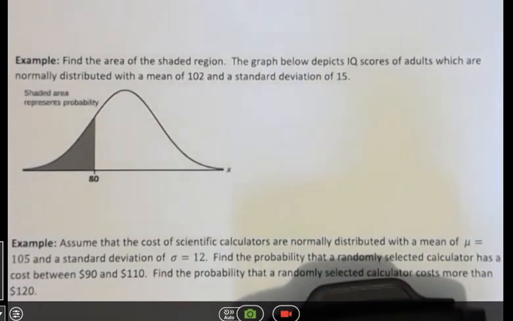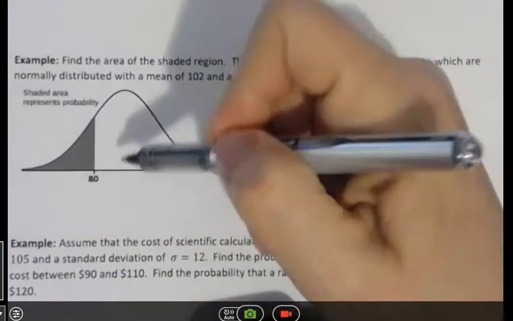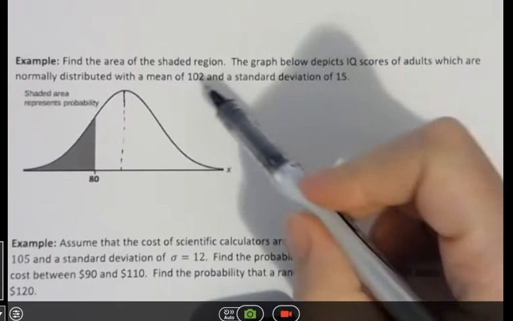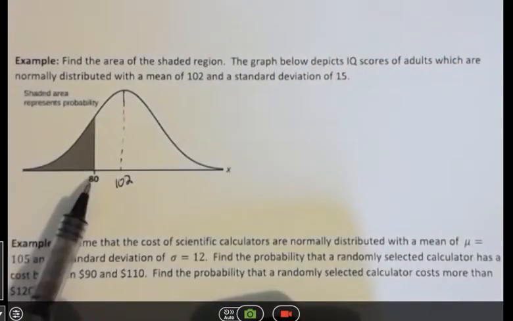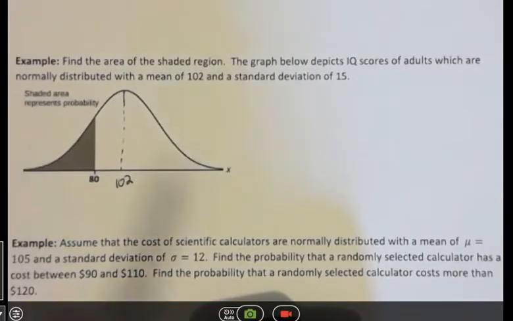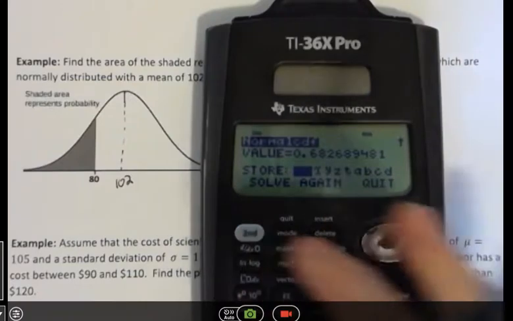Okay. Find the area of the shaded region in this one. The graph below depicts IQ scores of adults, which are normally distributed with a mean of 102 and a standard deviation of 15. So what I know is that right here in the middle, that would be somebody with an IQ of 102. So I know that this is a negative z-score. It's not standardized, so that's 80. But anyway, if we want to look at the area to the left of that, and that's what the calculator does best, is looking at things to the left, so that's fine.